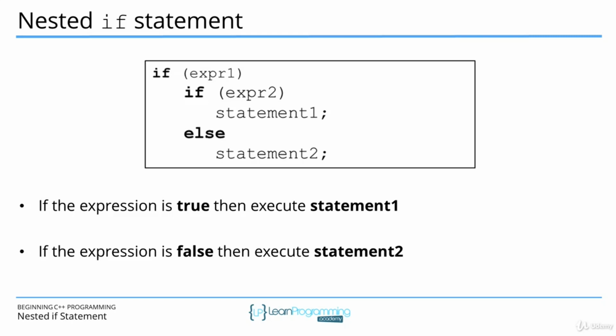In this case, we can test multiple complex conditions easily. So we evaluate expression 1, and if it's false, we skip everything. But if it's true, then we test expression 2. And if it's true, we execute statement 1. If it's false, we execute statement 2. We can continue by including if or if-else statements as we need.